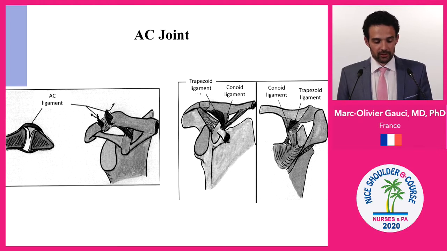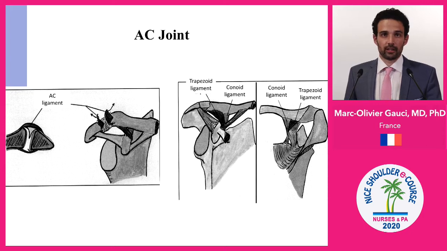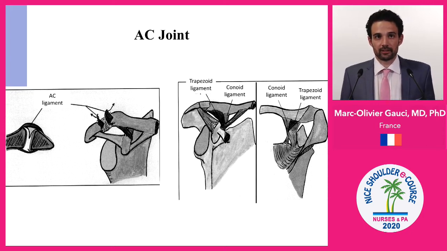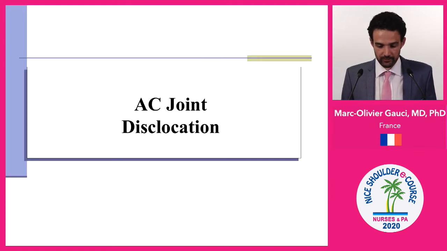The AC joint is stabilized by many ligaments. You see the acromioclavicular ligament with the capsule, but there is also extra-articular ligaments that allow the stabilization of the joint, the trapezoid ligament and the conoid ligament, and they can be broken during the AC joint dislocation.